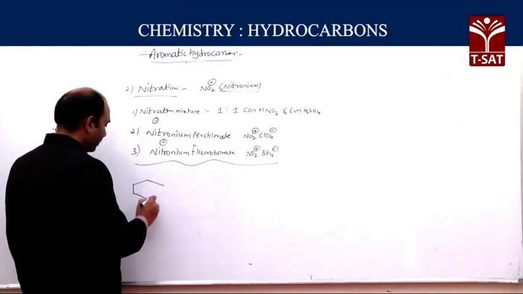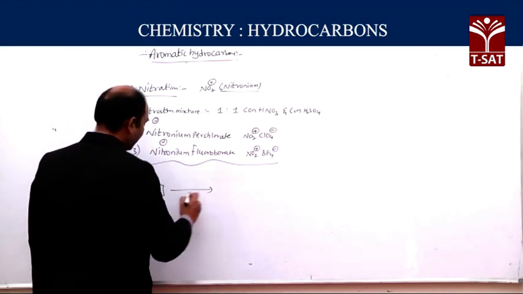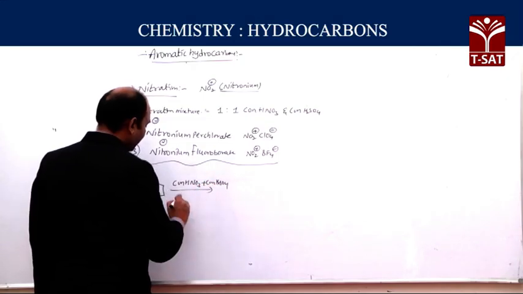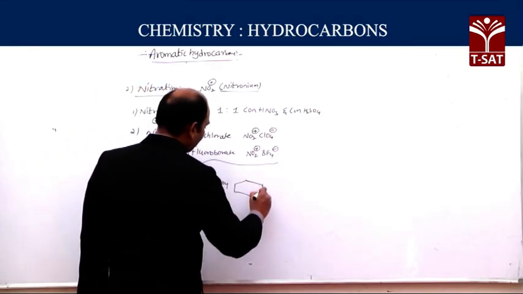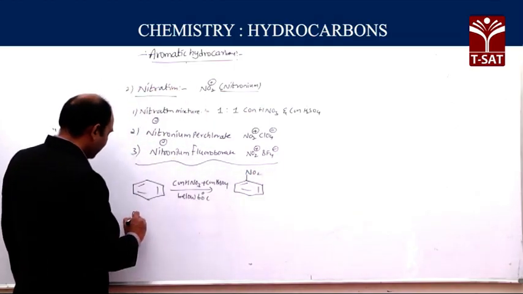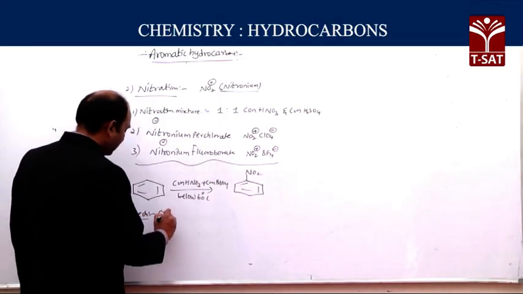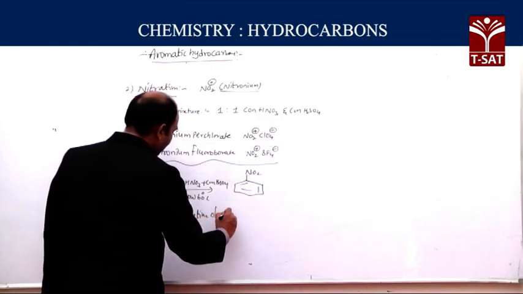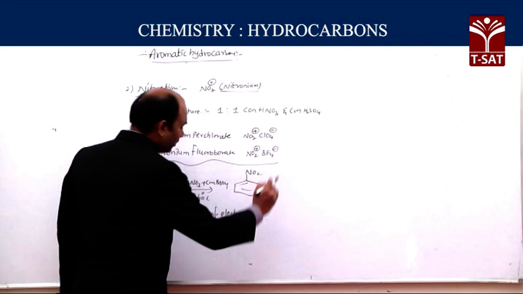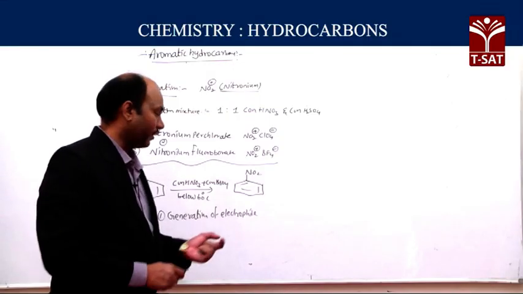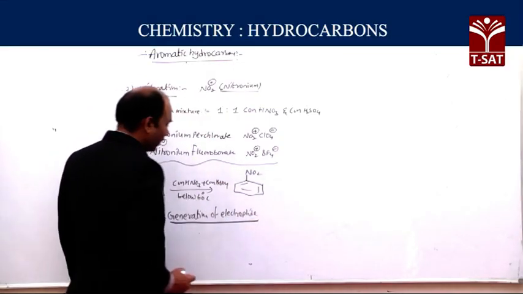Let us take an example: benzene. It is treated with nitration mixture, that is concentrated HNO3 plus concentrated H2SO4, below 60 degrees Celsius. What happens? We get nitrobenzene. Again, the mechanism: the first step is generation of the electrophile. Again, this is an aromatic electrophilic substitution reaction. Here is how the electrophile is generated.